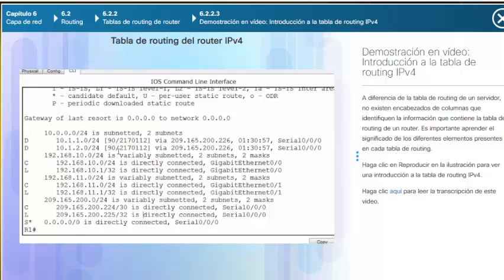The metric information is contained within the brackets. This is the administrative distance, and this is the metric. The gateway, or what we would call next hop address, is located here. The time since we've last learned about this route is located here. And the exit interface is located here. These are just some of the basics of a router IPv4 routing table.